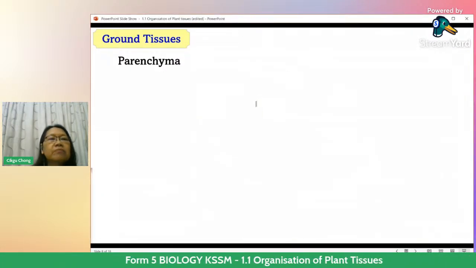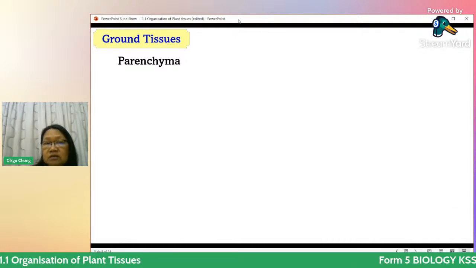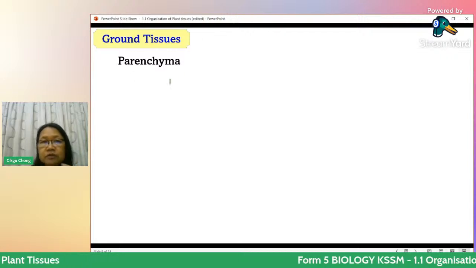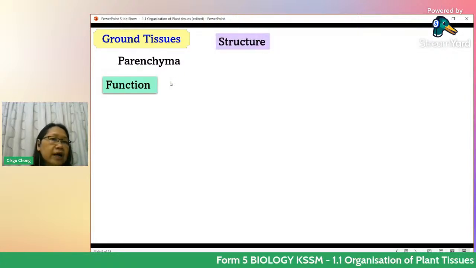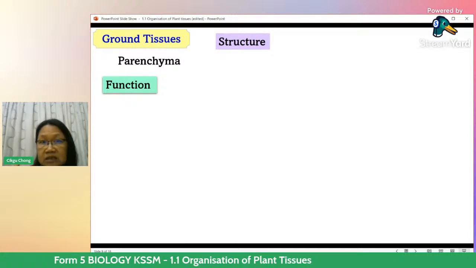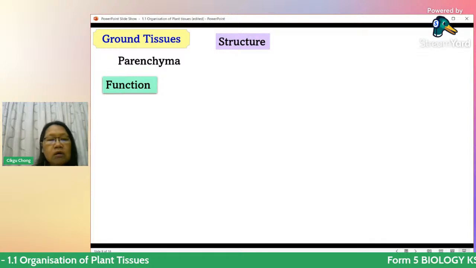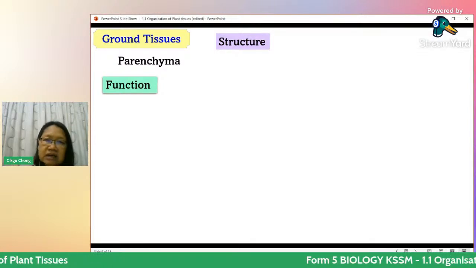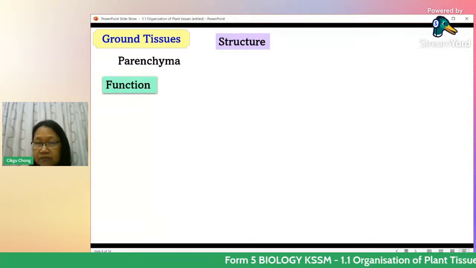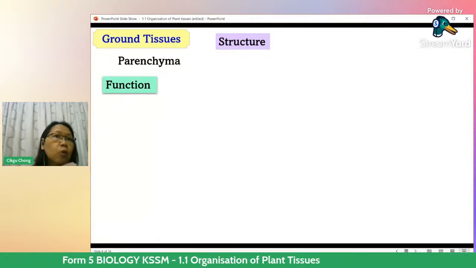Next one. Now, parenchyma. Now we look at the feature and also the function. This question, usually they will ask you, why you call it a parenchyma? So the structure first. Structure means something physical. You're going to describe what it has. Look at the cell wall. Does it have nucleus? Now, structure is physical. Function, it means what it can do or what does it do.